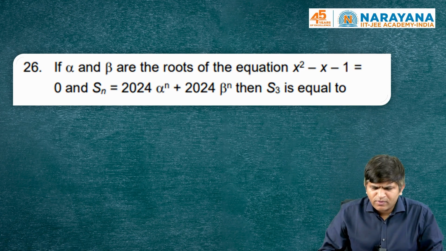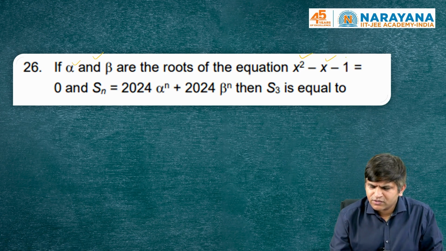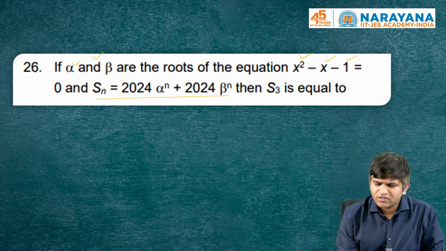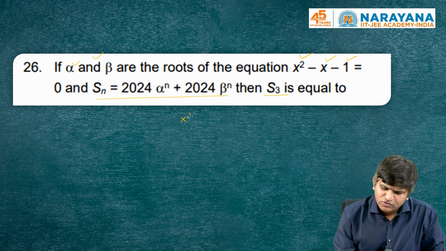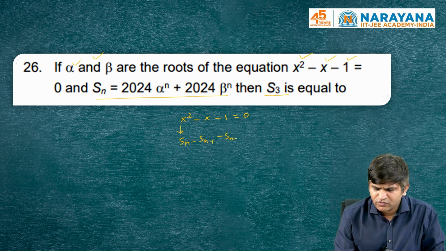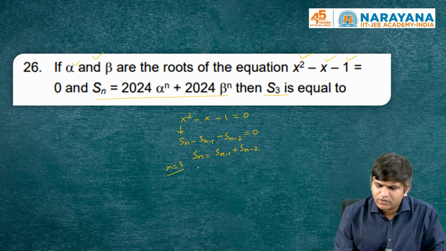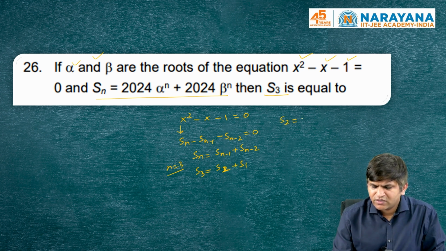Okay, so in this problem, alpha and beta are the roots of this equation x square minus x minus 1 equal to 0, and Sn is given in this form, and they are asking the value of S3. So in this type of problem, we can replace x square by Sn, x by Sn minus 1, and the constant is 1, so we can write it as Sn minus 2 equal to 0. So Sn is equal to Sn minus 1 plus S of n minus 2. If we plug in n equal to 3, we are getting S3 is equal to S2 plus S1. S2 we can evaluate very easily, that is 2024 alpha square and 2024 beta square, and S1 we know that is alpha plus beta.